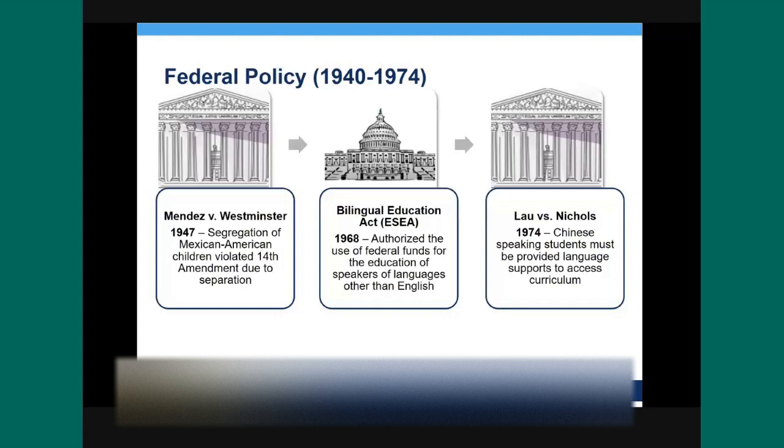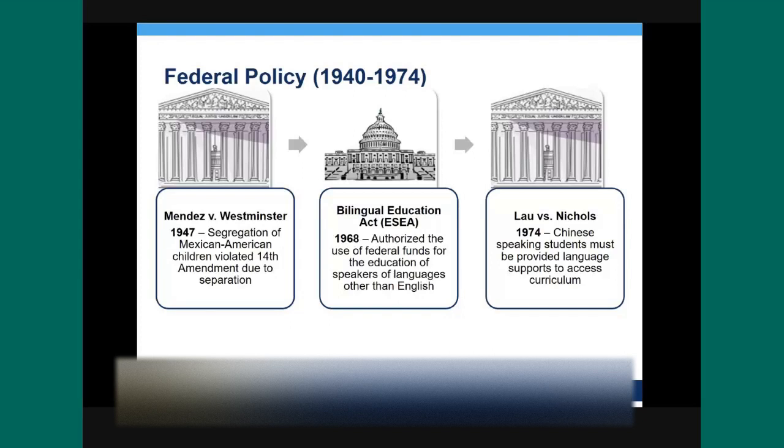And specific to our bilingual education, we see that the Lau versus Nichols case in 1974 was about Chinese-speaking students in California, and that they had to have the same access to curriculum regardless of their language background. And so what we can see is that there's a history of cases being brought in order to ensure that students have access to curriculum regardless of their language background. And bilingual education was a way to accomplish that.